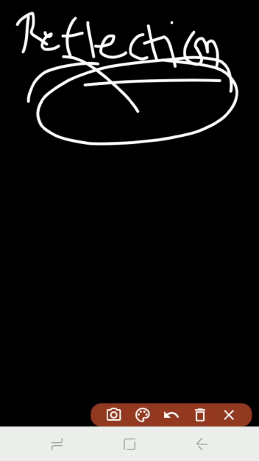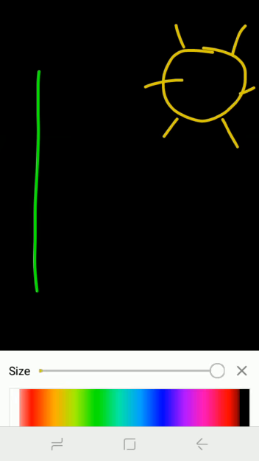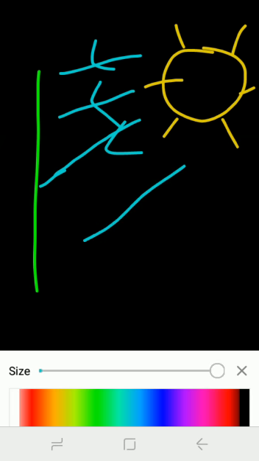This term reflection. Okay, so for understanding, let us take a surface. Okay, let us suppose that this is the wall of your house, and this is the sun. Now the rays of sun will strike it, the light rays will strike your wall.